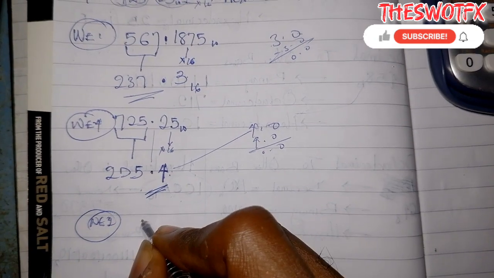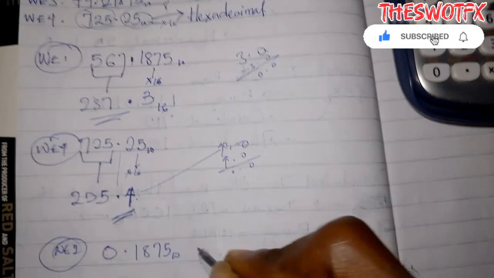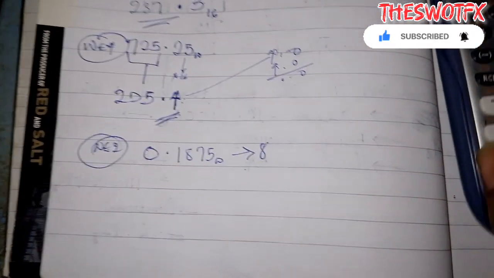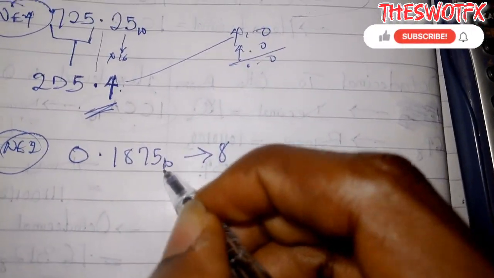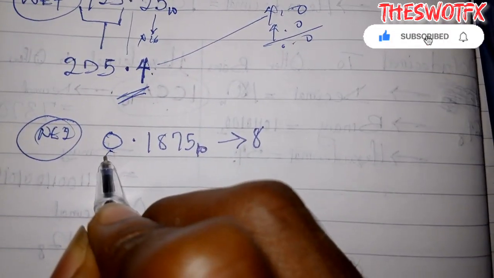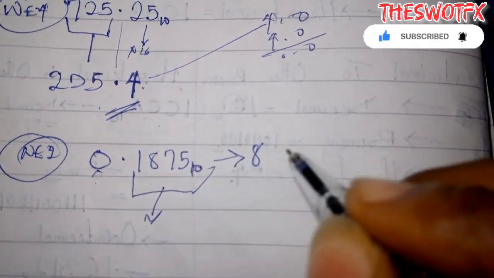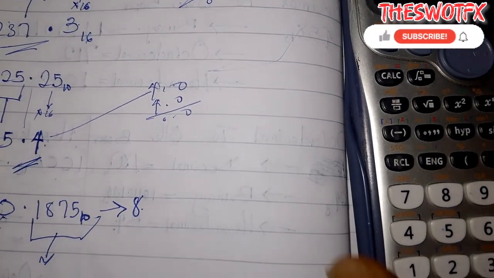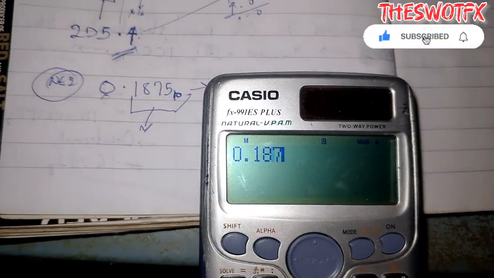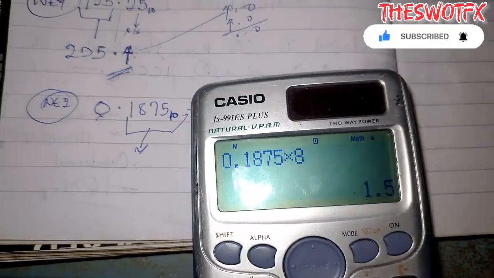Let's take a look at example two, which is 0.1875 base 10 to base 8. That's octal. Looking at this, there is no significant whole number here. So what we'll just do is multiply all what we have here by 8. We're having 0.1875 times 8, and we have 1.5.